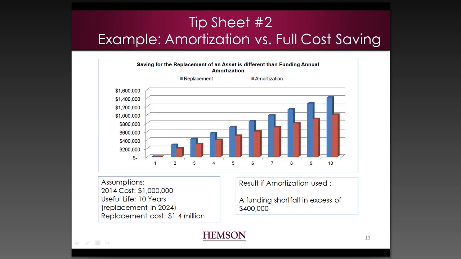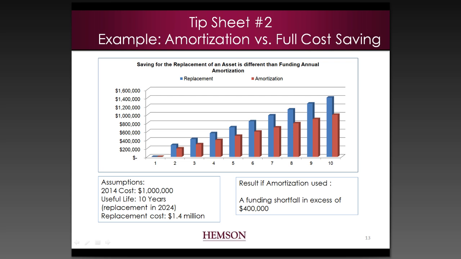Just to illustrate one of those components, when you look at the comparison between amortization and full cost savings, in this simplified example, we've got an asset that was originally put in place in 2014 at a cost of, say, $1 million, and it has a useful life of 10 years. Well, we all recognize that the costs of inflation and such mean that when that asset expires in 10 years from now, the cost is going to be higher. And we're using an estimate here of about $1.4 million to replace it in 2024 or 2025.